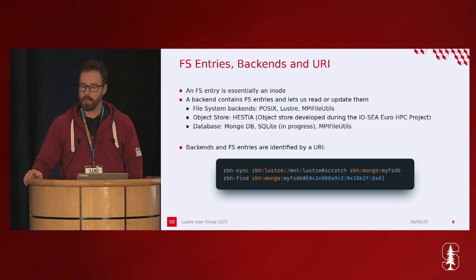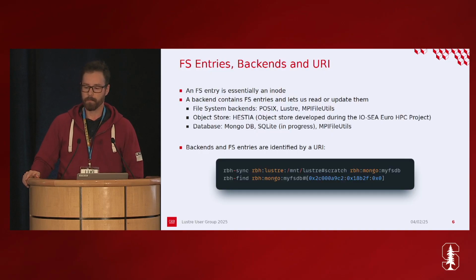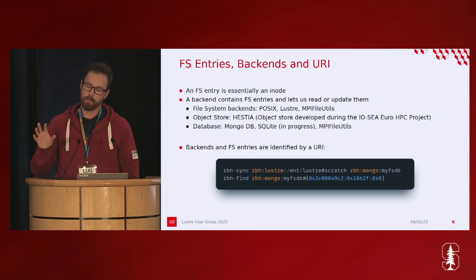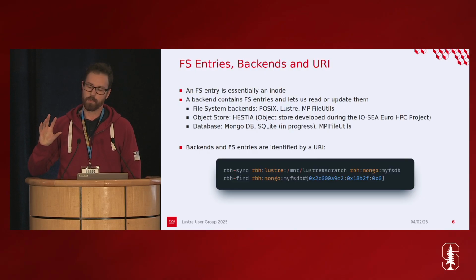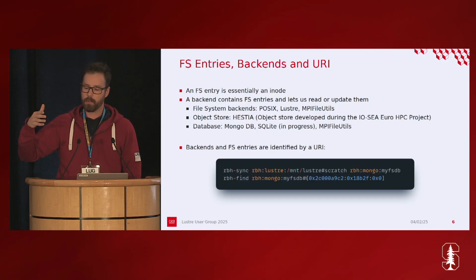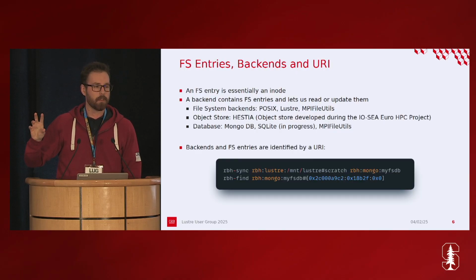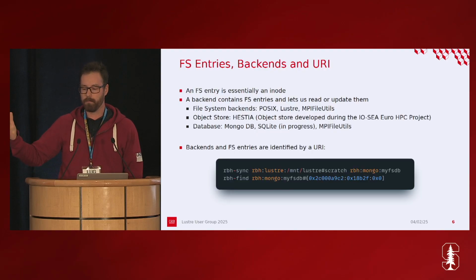So obviously MongoDB. There's also a work in progress to add support for SQLite, and again, something about MPI file utils. And as you can see below on the slide, Robinhood tools use something we call a URI to identify entries inside of a backend. So in the first example, you can see we are specifying a subdirectory named scratch under the file system mounted at /mnt/lustre, and it's using the Lustre backend. So it will fetch all of the regular POSIX metadata plus additional Lustre-specific metadata.